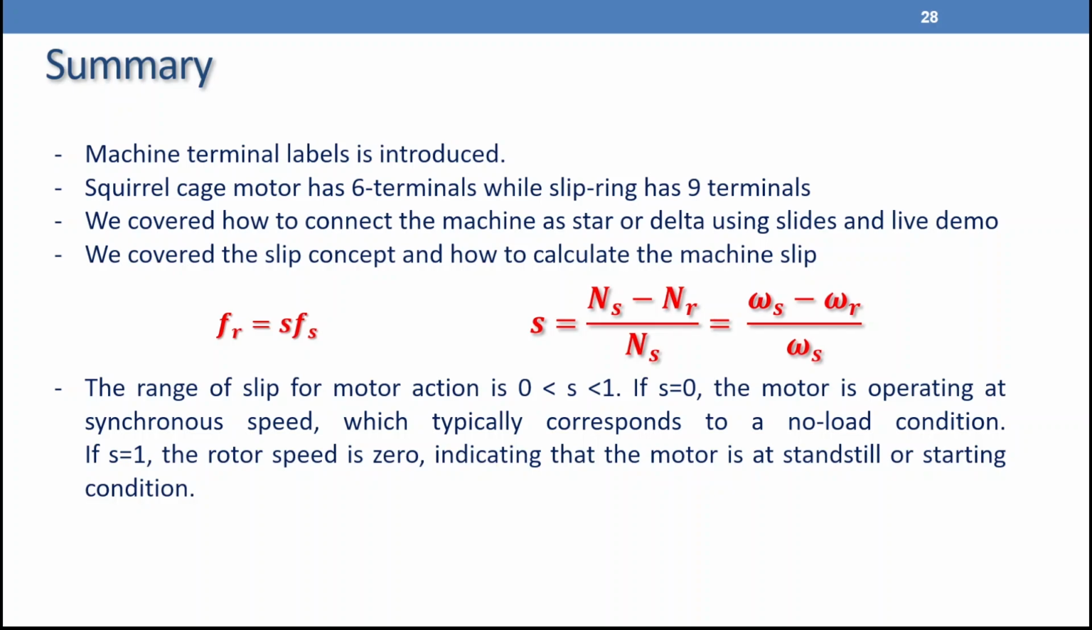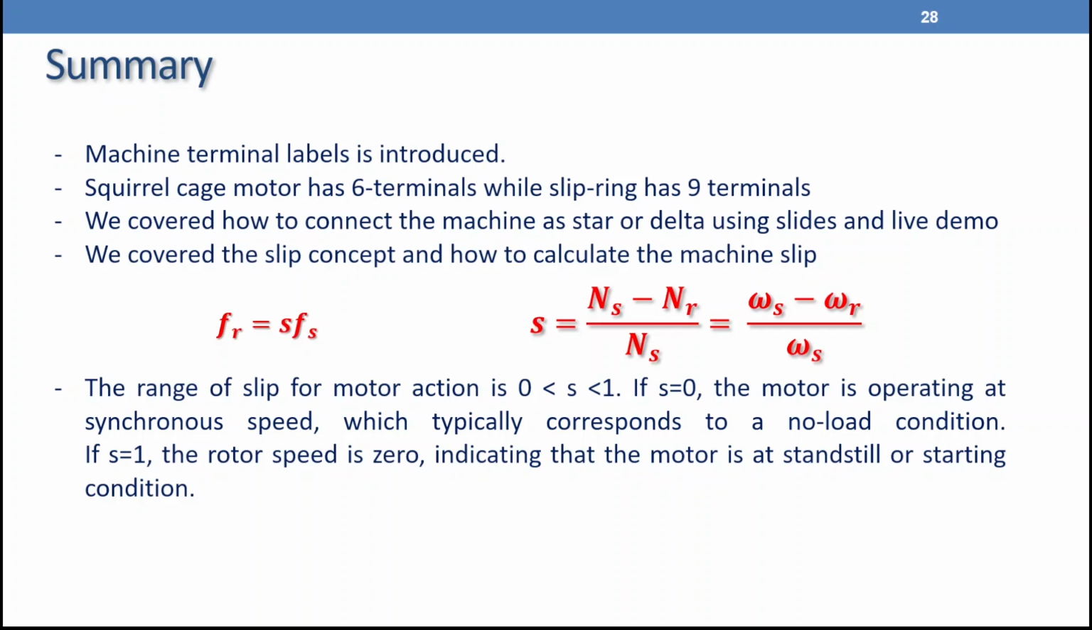And after that, we covered the slip concept, how to calculate the slip speed and the slip for the machine using these two equations: fr equals s fs, where fr is the frequency of the induced voltage in the rotor bars, and S equals (ns minus nr) over ns, where ns is the synchronous speed and nr is the rotor speed. And we know the range of the slip for the motor action is 0 lower than S lower than 1.